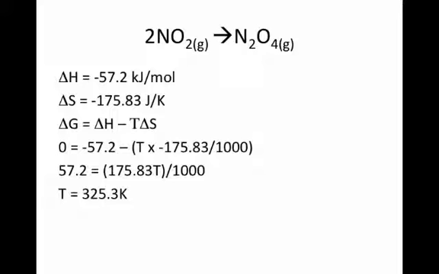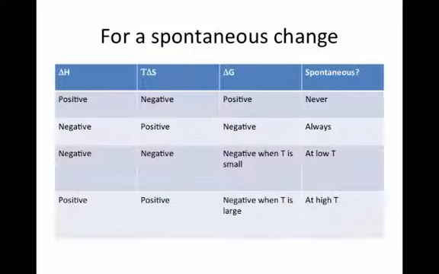The final thing to think about is qualitatively whether we can predict if there are some reactions that always happen spontaneously. And the answer is yes. Some reactions will never happen spontaneously. If you have a positive delta H and a negative T delta S, then delta H minus T delta S is always going to be positive, because positive minus a negative is a bigger positive. Equally, if we have a negative delta H and a positive T delta S, that's always going to be negative, because a negative number minus a positive number is a more negative number.